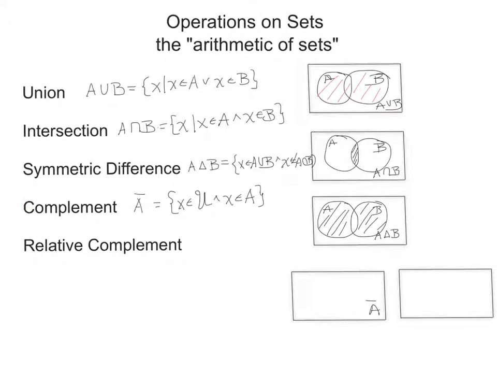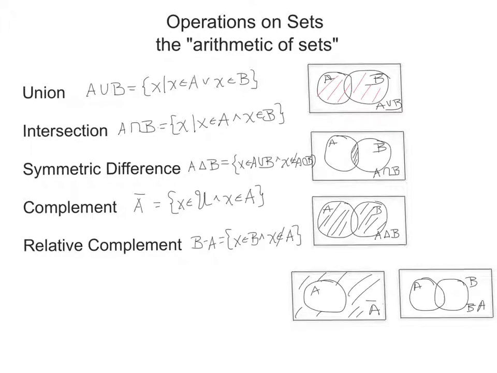Then we have complement. A complement, denoted with the bar on top, is everything in the universe that is not in A. So if this is the set A, everything out here is A complement. The relative complement, B minus A, is everything in B that is not in A. So that's the relative complement, B minus A.